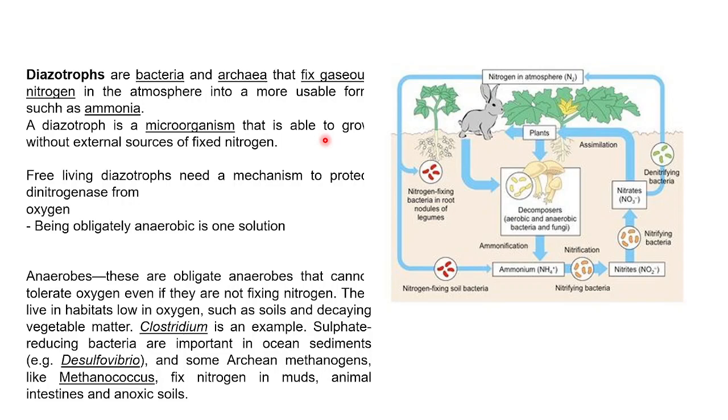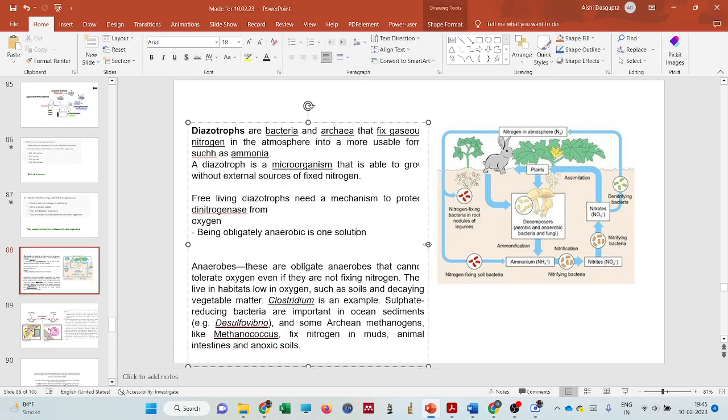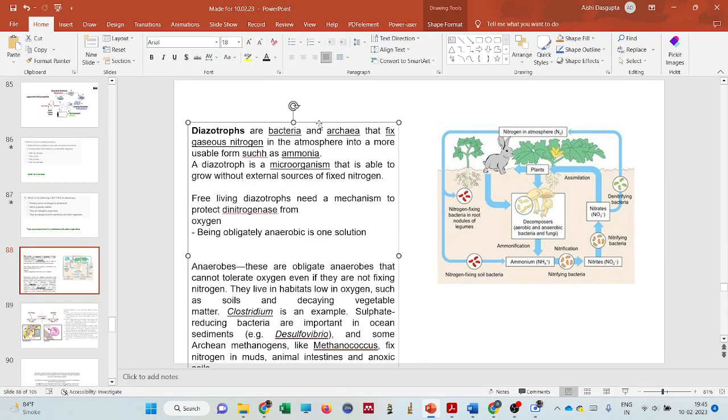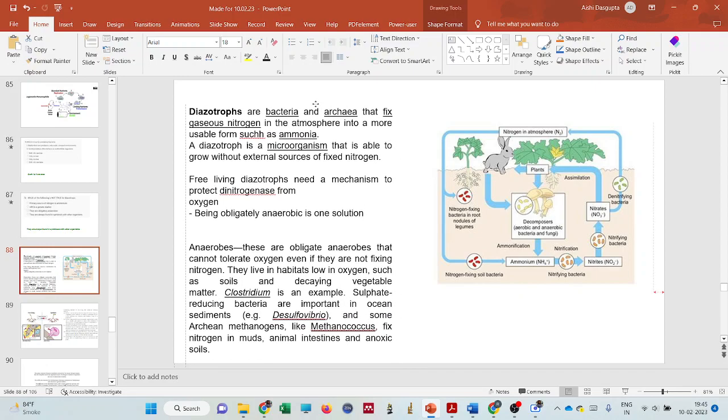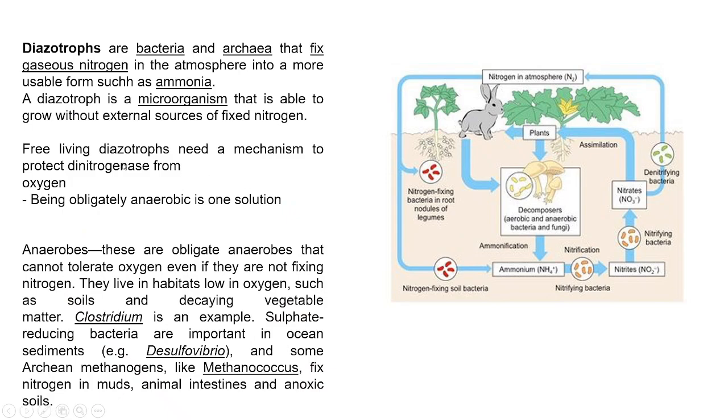So free living diazotrophs need a very prominent mechanism to protect dinitrogenase from oxygen, and that's why being obligately anaerobic is one solution. What is an obligate anaerobe? Obligate anaerobe means they cannot survive in the presence of oxygen. So in order to save dinitrogenase, free living diazotrophs are mostly obligate anaerobes. They can't survive in the presence of oxygen, and obligate anaerobes are organisms that cannot survive in presence of oxygen if they are not fixing nitrogen.